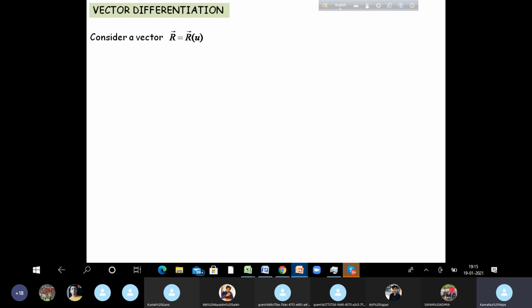Similarly, in the case of a vector too, we will not talk about constant vectors anymore. If we are trying to differentiate the vector, it means that we have to differentiate with respect to a certain parameter, and the vector itself is a function of that parameter. So keeping that in mind, I've written a vector which is a function of some parameter u. The vector is dependent on a single scalar variable u.